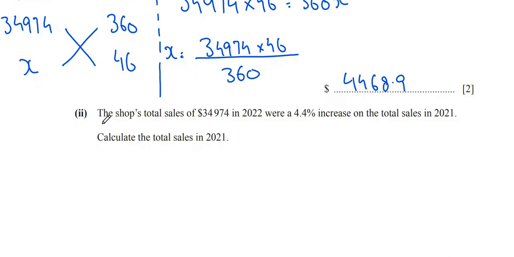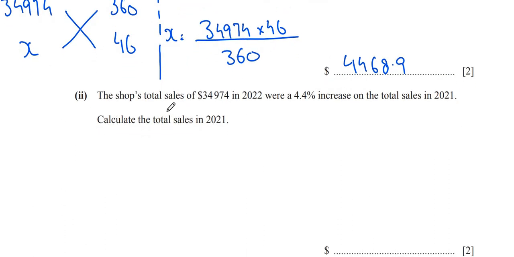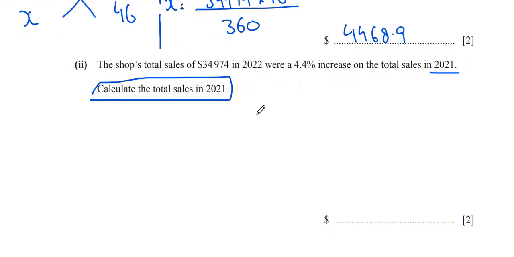This question is not ending. The shop's total sales are this much in 2022, were a 4.4% increase on the total sales in 2021. Calculate the total sales in 2021. Many students find this difficult. Again, one of the best ways to solve any question in math is through cross multiplication.